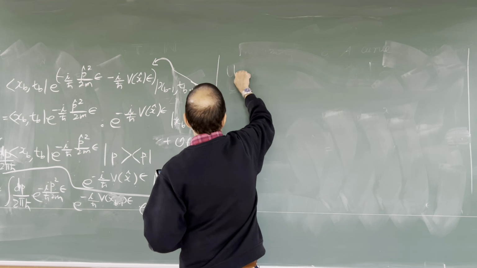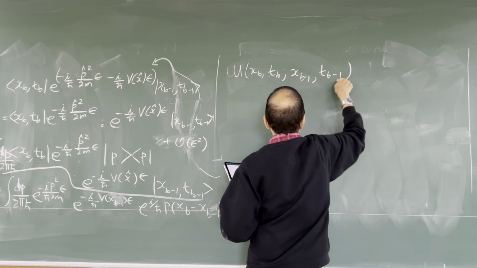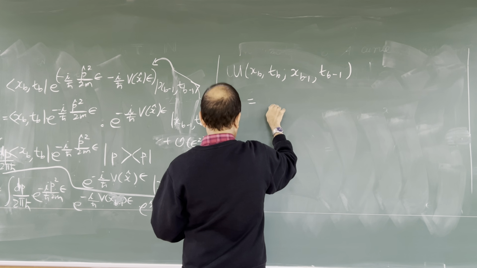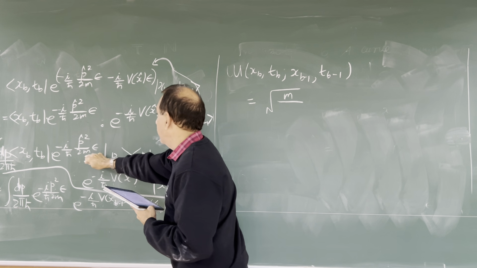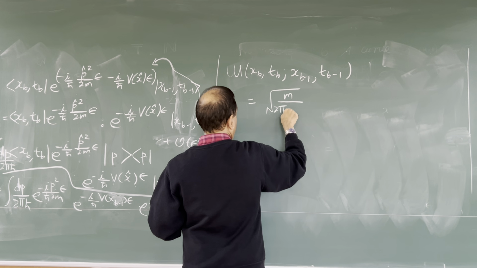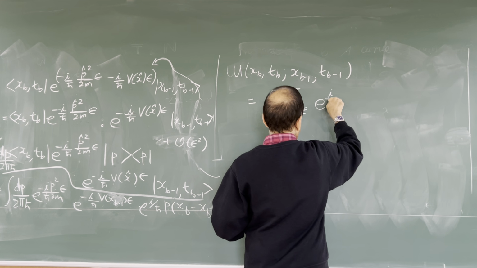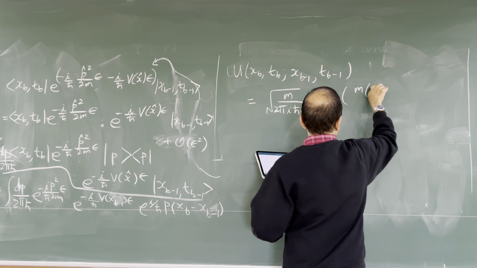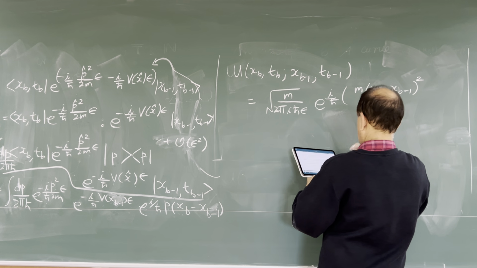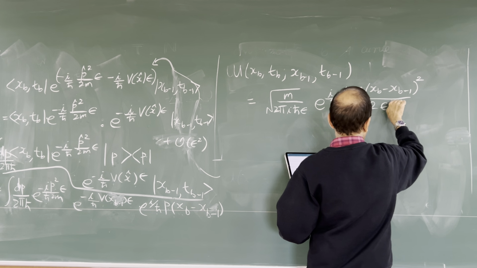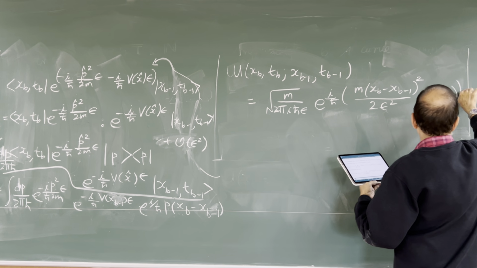And the answer is u of x_b t_b, x_{b-1} t_{b-1} is equal to the square root of m upon 2 pi i h bar epsilon, very important, e to the i by h bar m (x_b minus x_{b-1}) squared upon 2 epsilon squared minus v of x_b, and all this times epsilon.